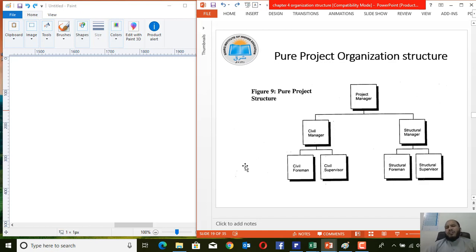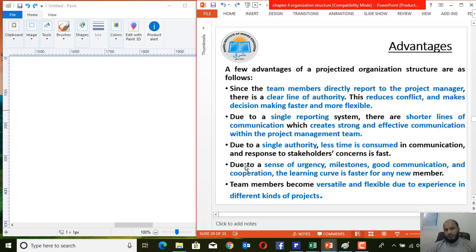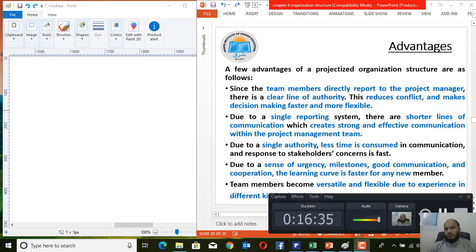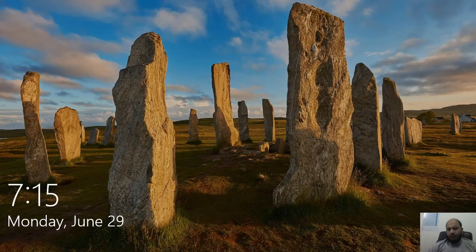This depends on the nature of the organization, how you will design it, but keep in mind that the projectized organization structure is the one where the project manager has wholly and solely the responsibility for the project resources: the capital, human and financial resources, and the physical resources. Dear students, we will discuss the advantages of the pure or projectized organizational structure later.